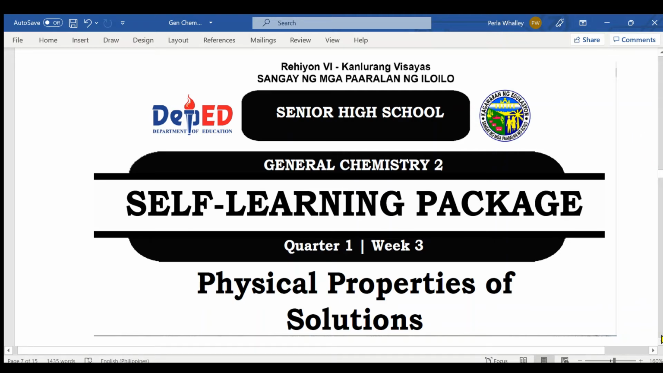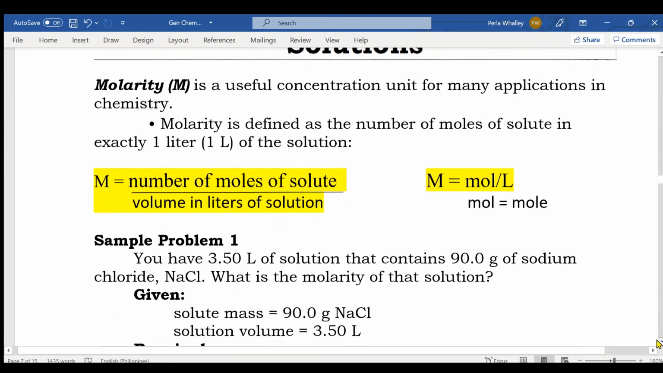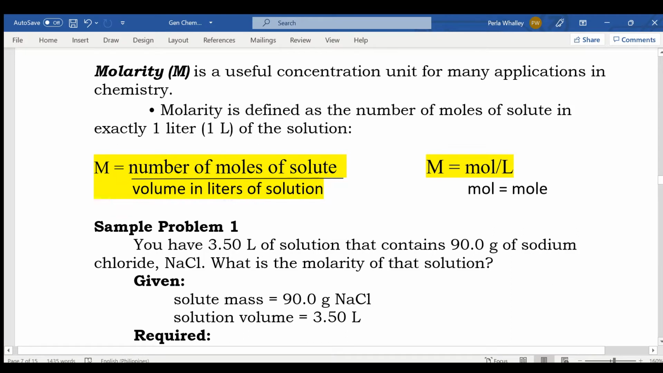This video tutorial is the continuation, or part 2, of Physical Properties of Solutions, General Chemistry 2 Self-Learning Package, Quarter 1, Week 3. We will start with molarity, with a symbol of capital letter M. It is a useful concentration unit for many applications in chemistry. Molarity is defined as the number of moles of solute in exactly 1 liter of the solution. It has the formula M is equal to number of moles of solute divided by volume in liters of solution.